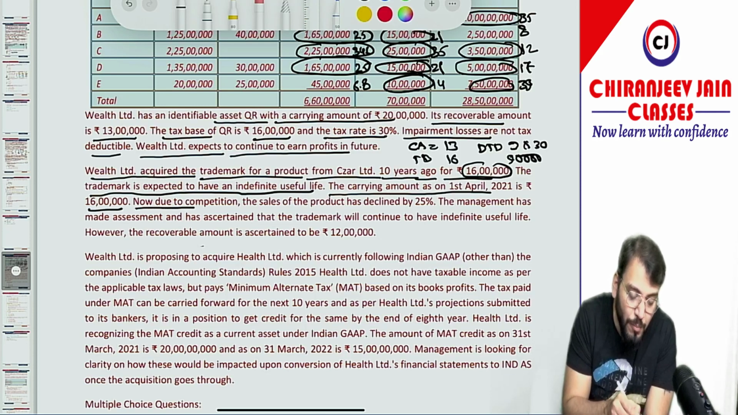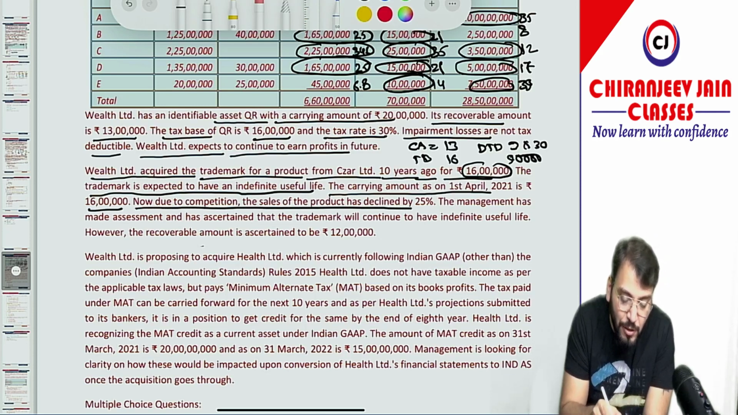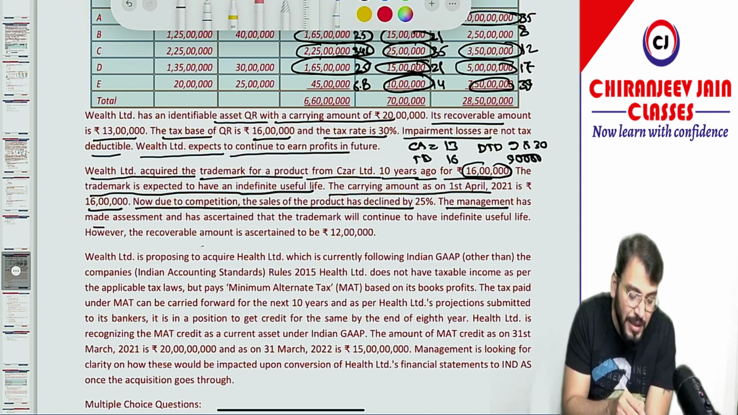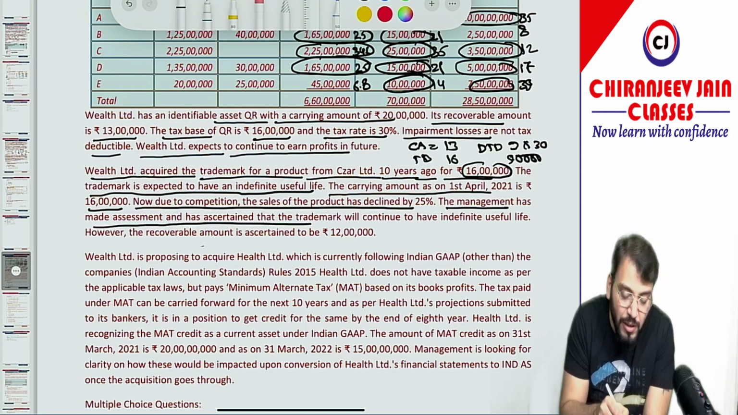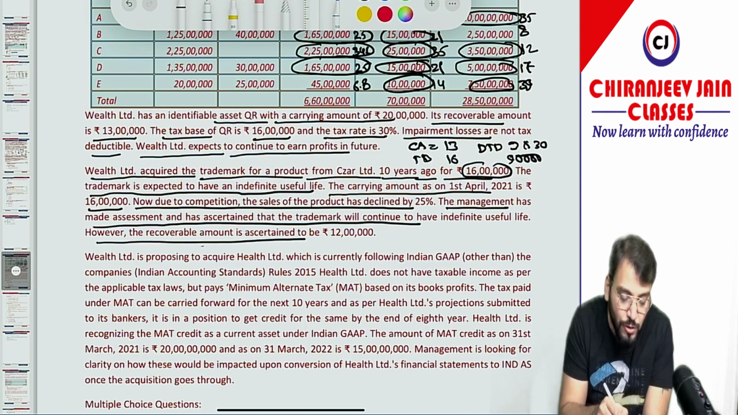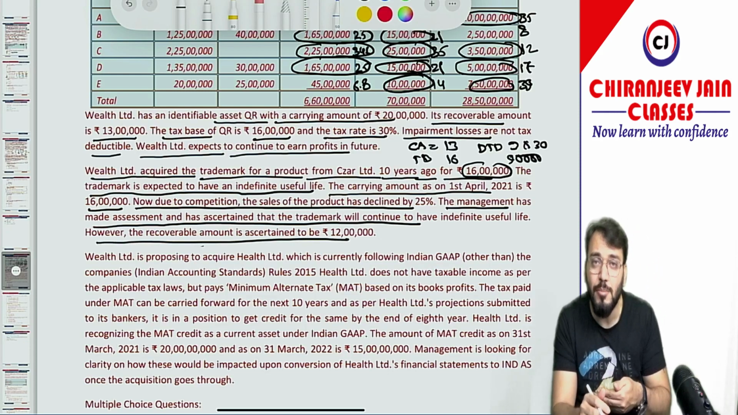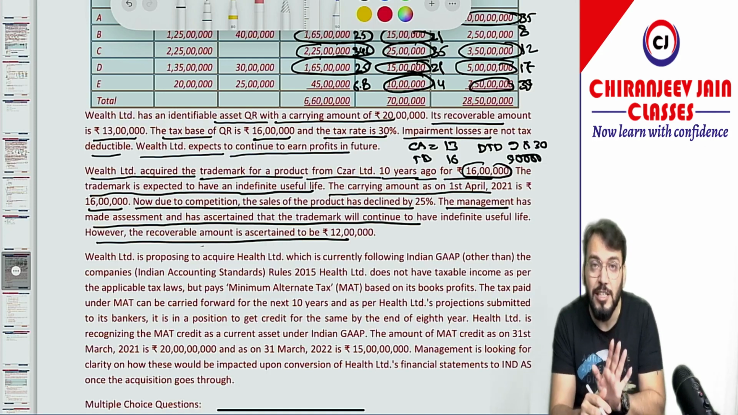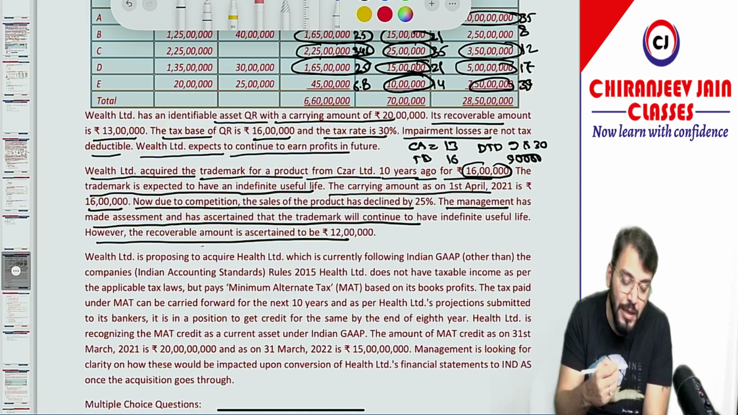Now due to competition, the sales of the product has declined by 25%. The management has made an assessment and has ascertained that the trademark will continue to have an indefinite useful life. However, the recoverable amount is ascertained to be 12 lakh. Now we know that any intangible asset having an indefinite life will be tested annually irrespective of indicator. So of course we need to impair it.